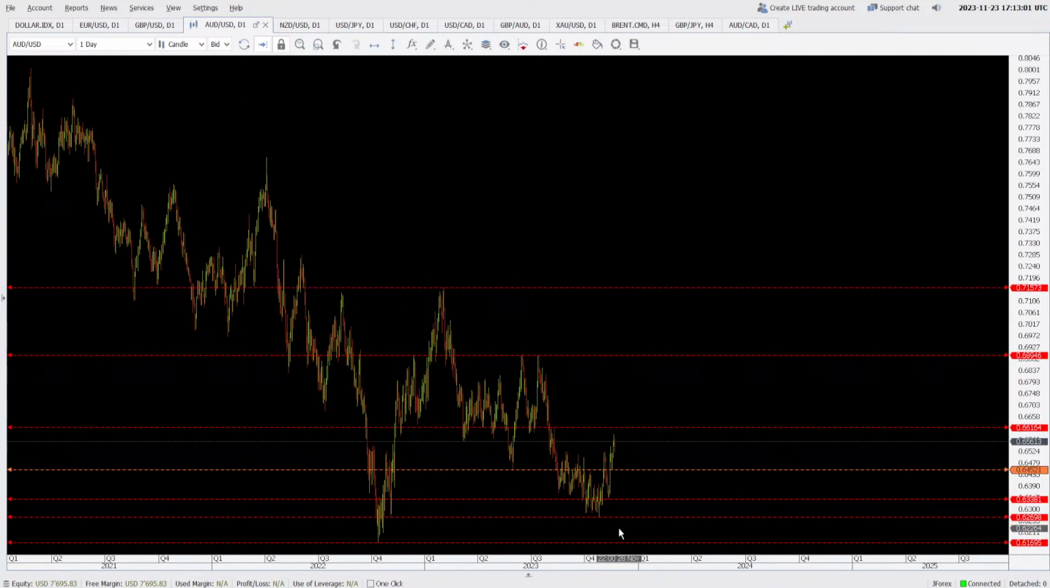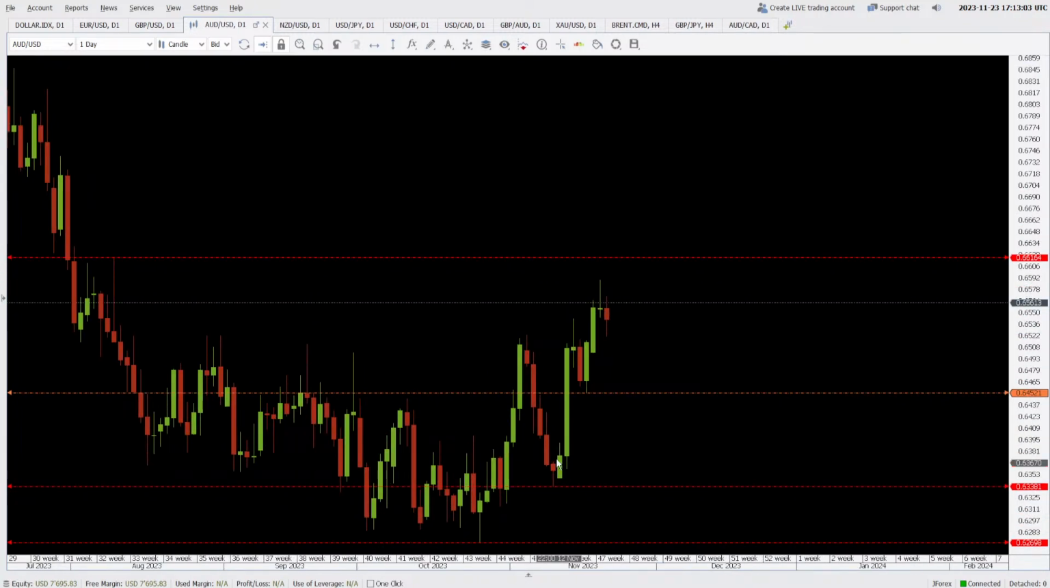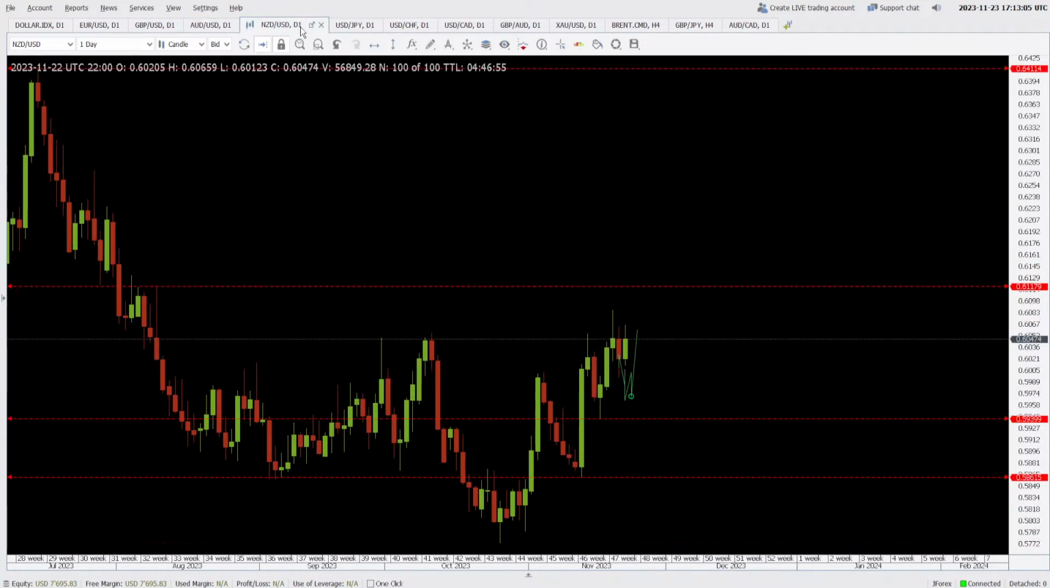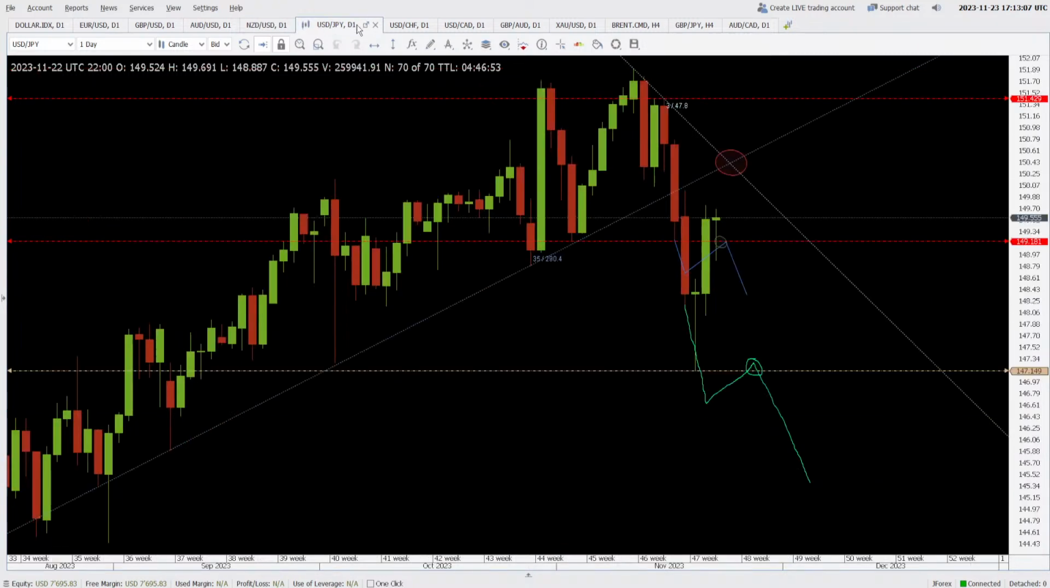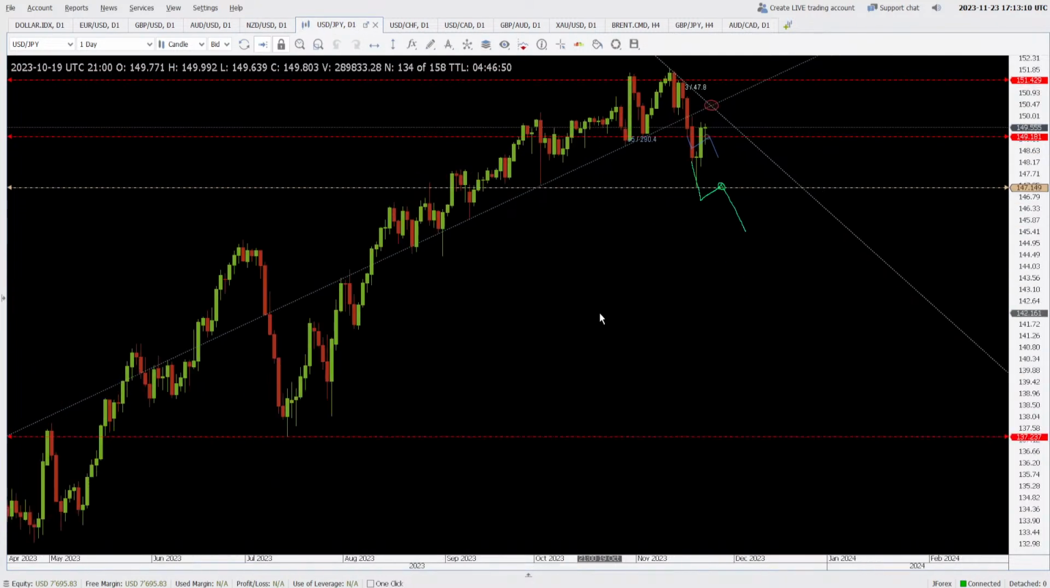Okay, so the bias in this one is also bullish. The New Zealand dollar is bullish. USD JPY is bearish.